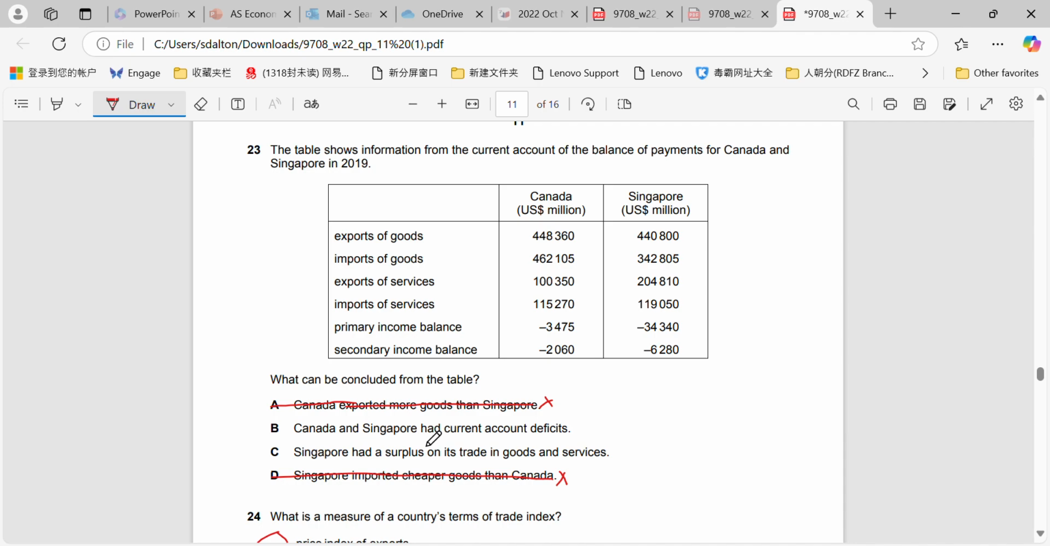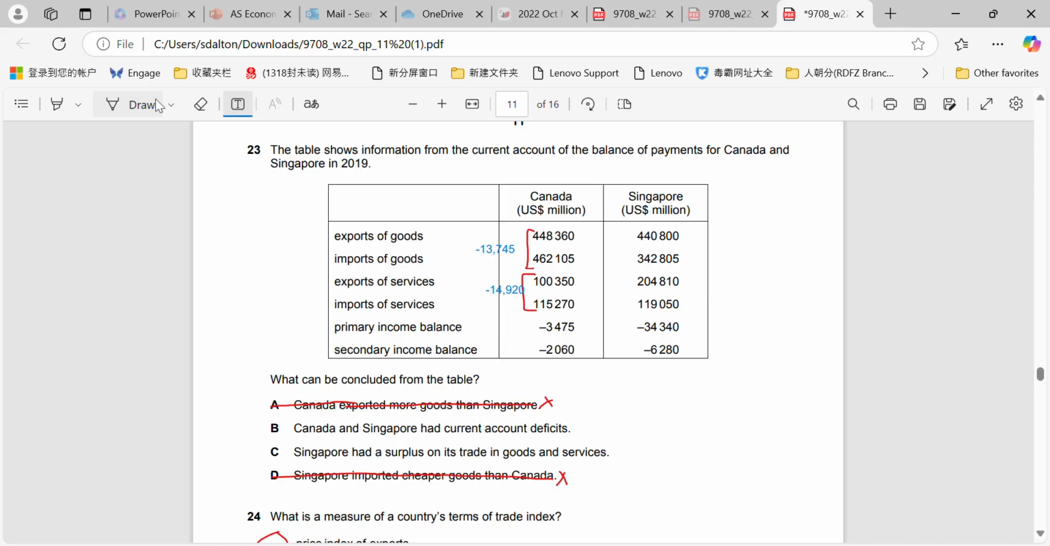Canada and Singapore had current account deficits. So let's calculate for Canada first. We need to calculate balance of trade first, which is the exports minus the imports. 462,105 minus 13,745. Their services next, which would be 100,350 minus 115,270, which is minus 14,920. Minus, so that will definitely be a deficit.